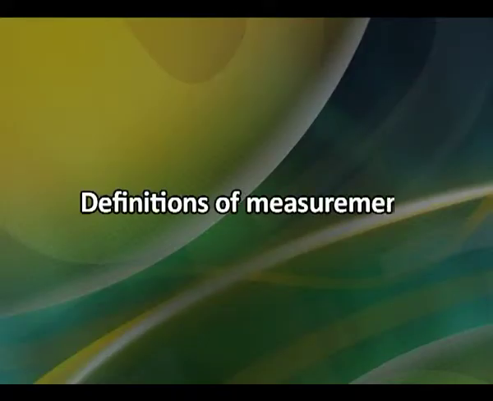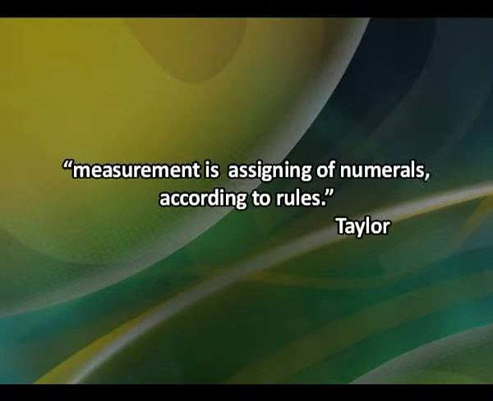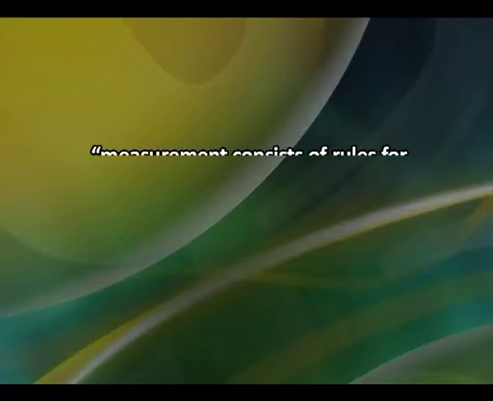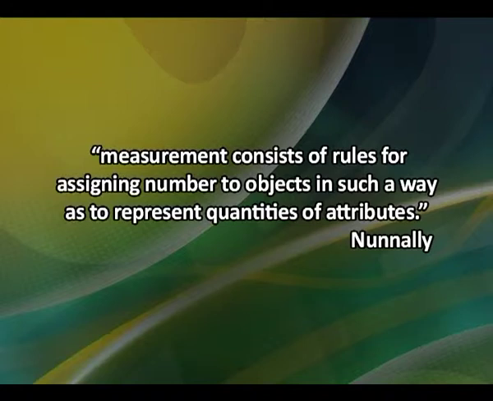Measurement refers to the process of assigning numerals to events, objects, etc. according to certain rules. Definitions of measurement. First, according to Taylor, measurement is assigning of numerals according to rules. Second, Nunnally defines measurement: measurement consists of rules for assigning numbers to objects in such a way as to represent quantities of attributes. Third, as per J.P.